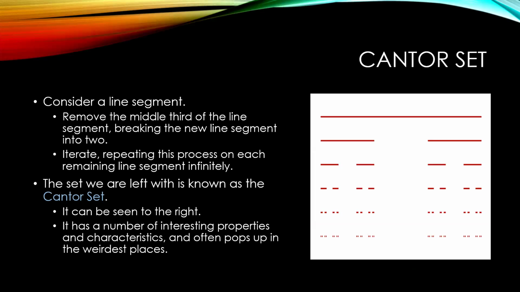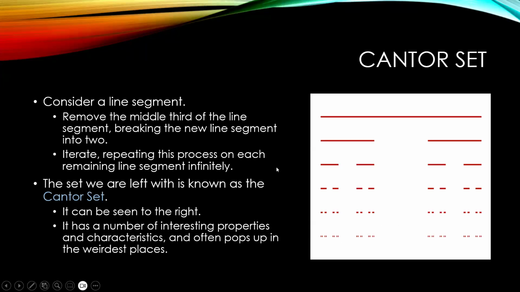Consider a line segment. Let's remove the middle third of the line segment, breaking it into 2 line segments. Now let's do that again, and again, and again. Every time you have a line segment, we are going to remove the middle third. We're going to keep removing the middle third ad infinitum, forever and a day. The set we are left with is known as the Cantor set. We can see the beginnings of it over here to the right.